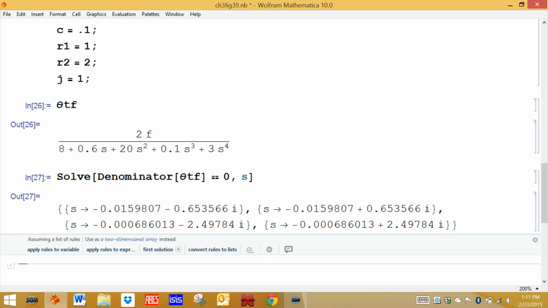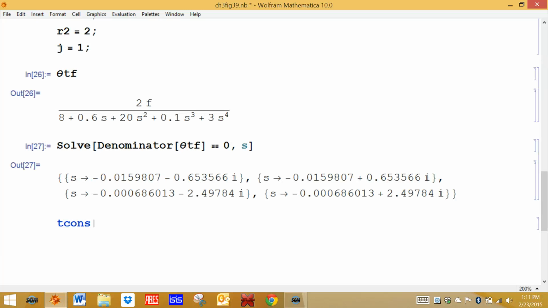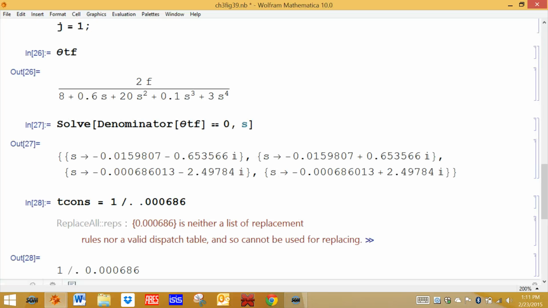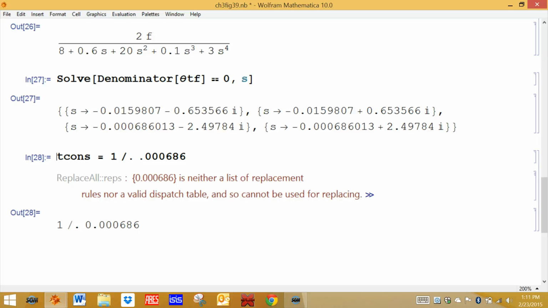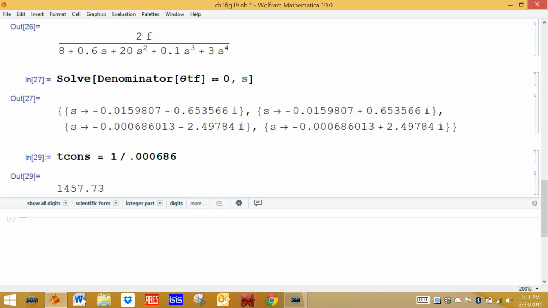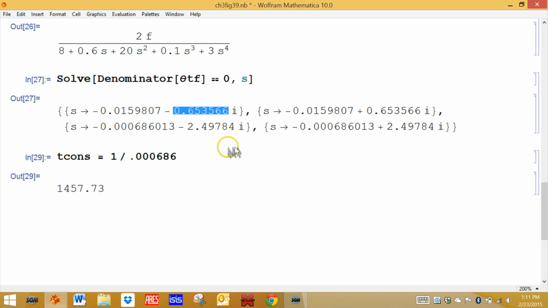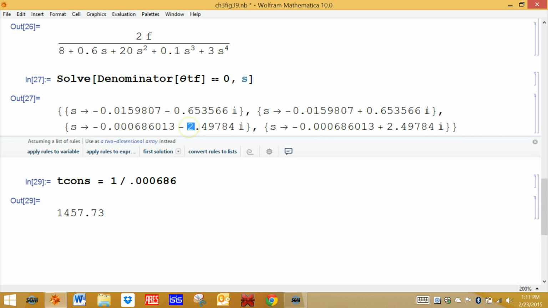So there are 4 s's because it's 4th order. The time constant is 1 divided by 0.00686. That's the time constant. The 2 frequencies would be 0.653 radians per second and 2.49 radians per second. So we've covered all of that before.